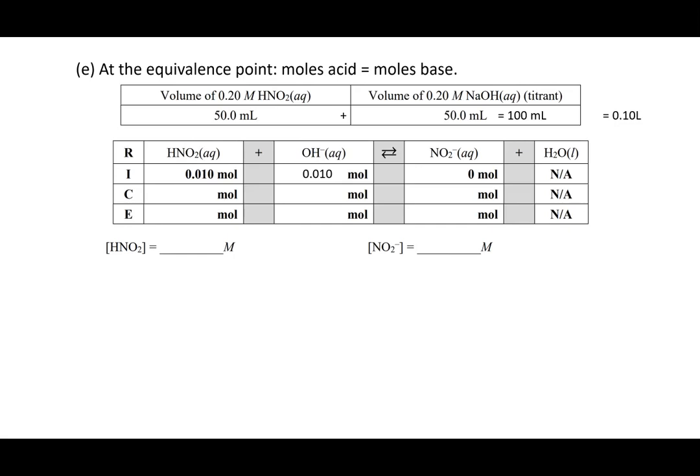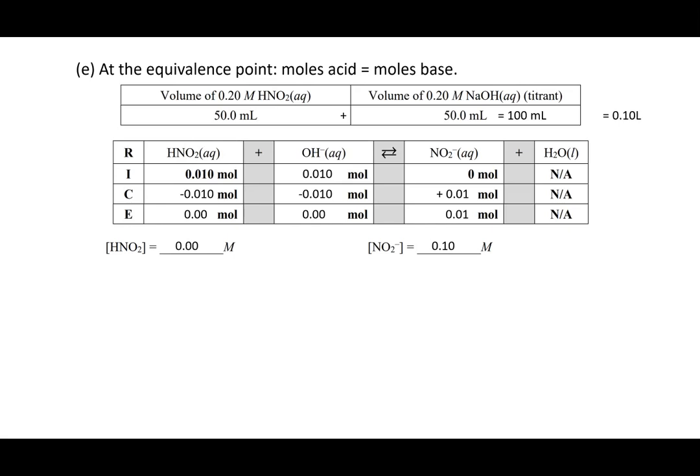We have the same 0.010 moles of HNO2. Now we have 0.010 moles of OH minus. So now when we do this arithmetic, it comes out a little different. Now we've used up all of our acid. We've used up all of our base. We don't have anything left. All we have in the solution is 0.01 moles of NO2 minus.